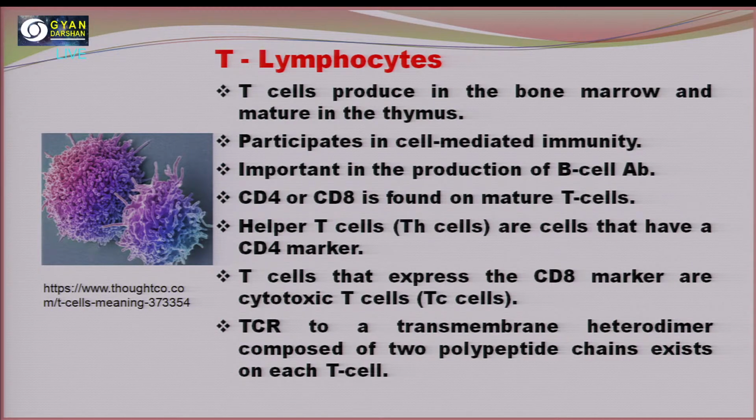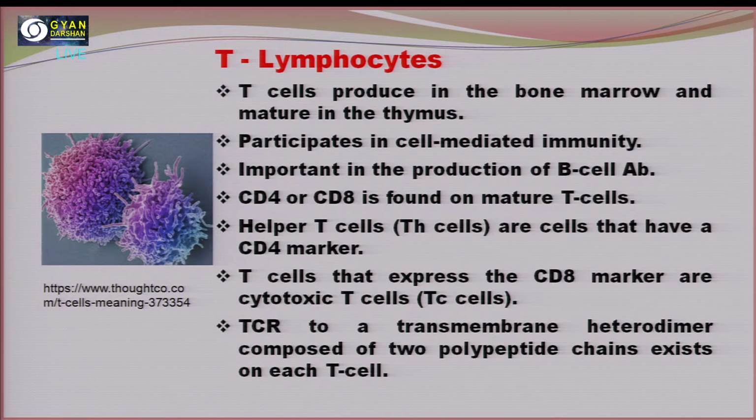The thymus is a very important organ. T cells take their training in the thymus on how to fight particular pathogens, and they participate in cell mediated immunity. Basically, the T lymphocytes, or T cytotoxic cells, take a role in cell mediated immunity, and are important in the production of B cell antibodies.